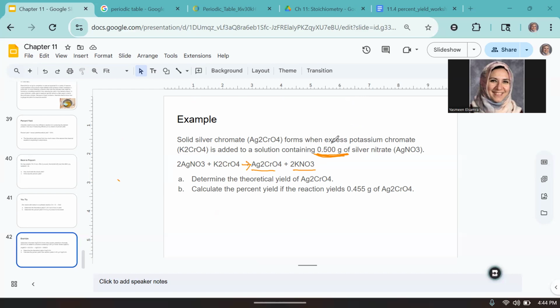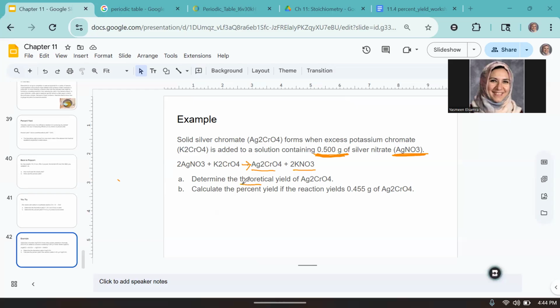So silver chromate forms when excess potassium chromate is added to a solution containing 0.5 grams of silver nitrate. Determine the theory. So what is given? What is given is 0.5 grams of AgNO3, which is also known as silver nitrate. We do need to identify that right away because that's where we start. Now let's look at the question. This is a balanced equation, so I can move on to the questions. If it's not balanced, then you need to pause and balance the equation first. Okay, so let's do part A.